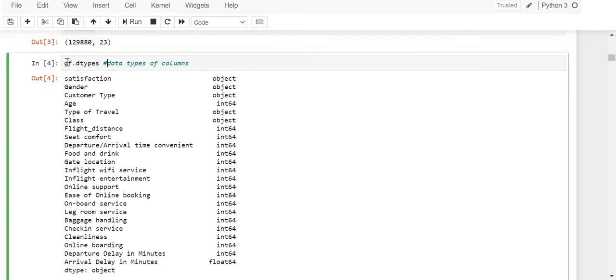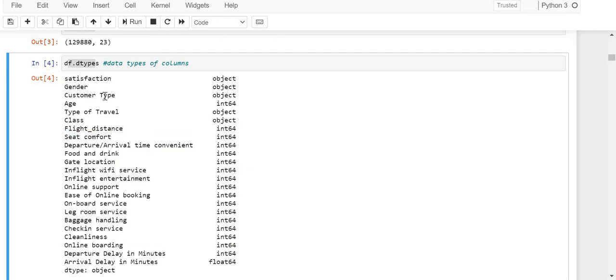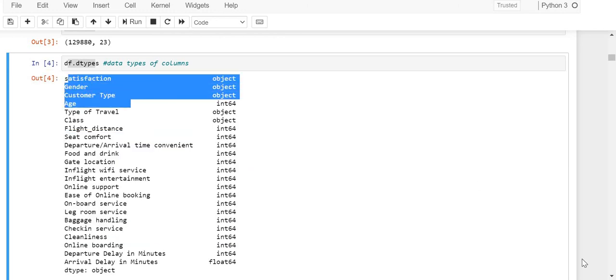I wanted to know the data type of every column in the dataset. So df.dtypes gives the data type of every column. We can see there are a lot of integers. That means a lot of my columns are of integer type, that is numerical, and there are a few which belong to the categorical type.